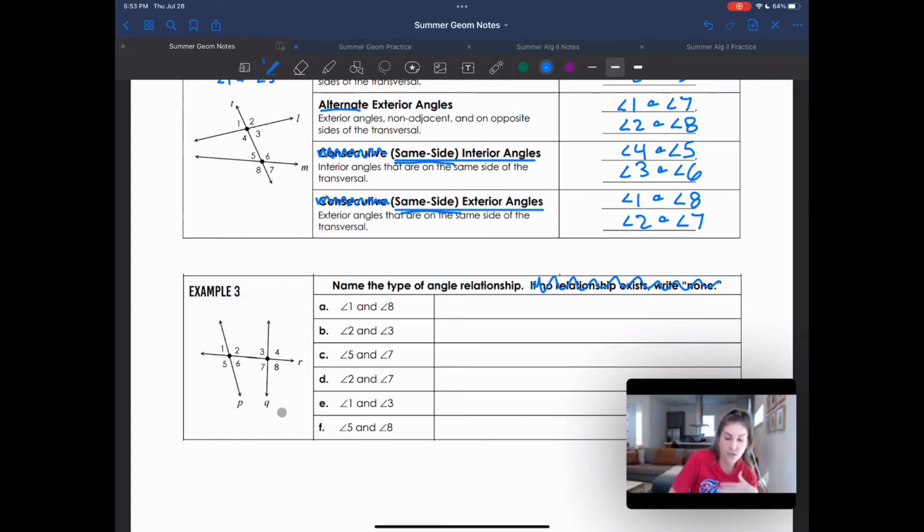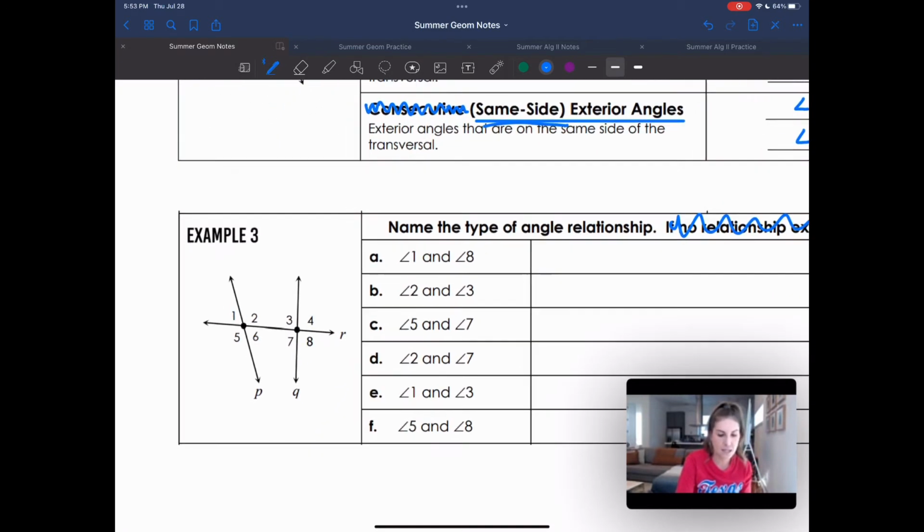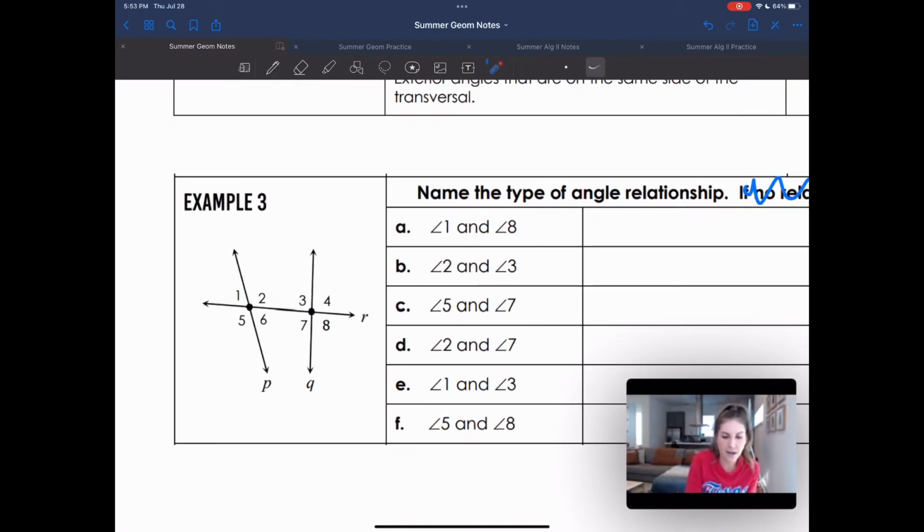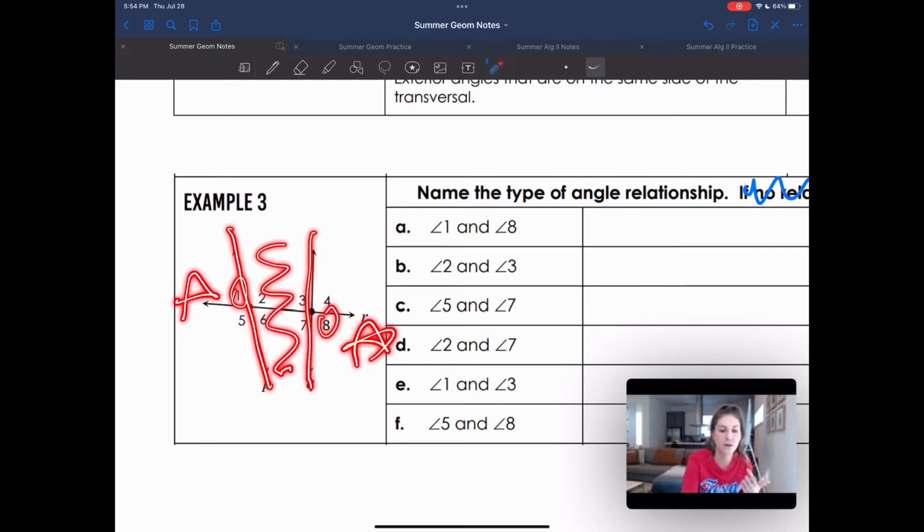Can you identify what your transversal line is here? Well, it's going to be line R. So this is what we're going to look at for our transversal. Okay, so let's jump into it. Example A, we've got angles 1 and 8. Okay, let's locate those. Here's 1, here's 8. So they are definitely on opposite or alternate sides of the transversal. And then if we look at the other lines, so we're still looking at 1 and 8, look at the other lines, they're not in between them, right? So they're going to be on the exterior of those.